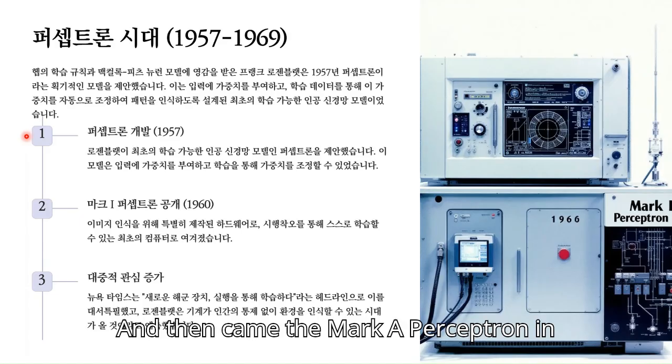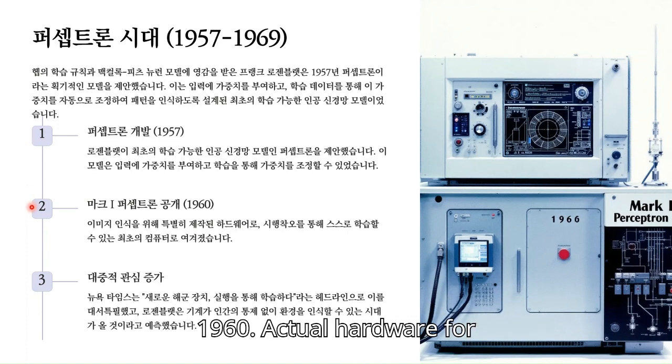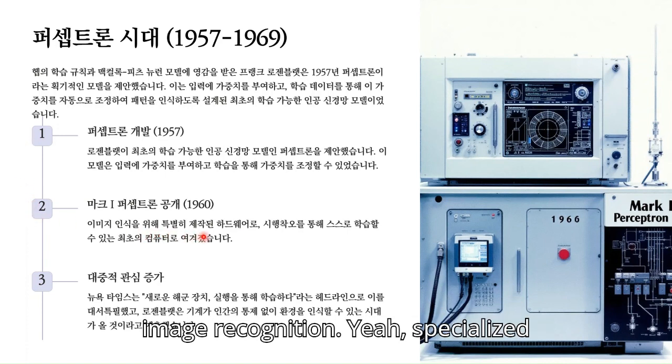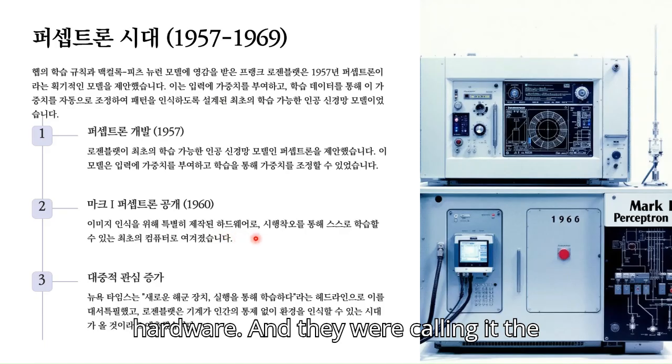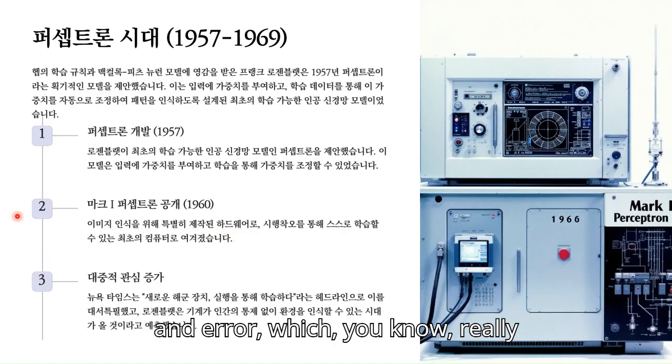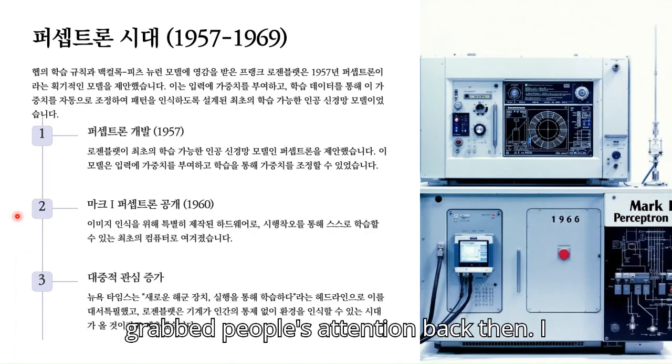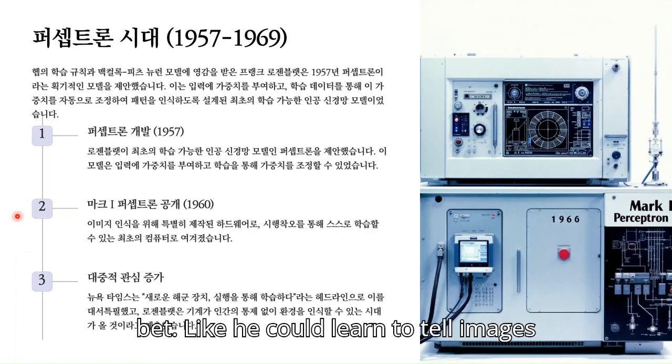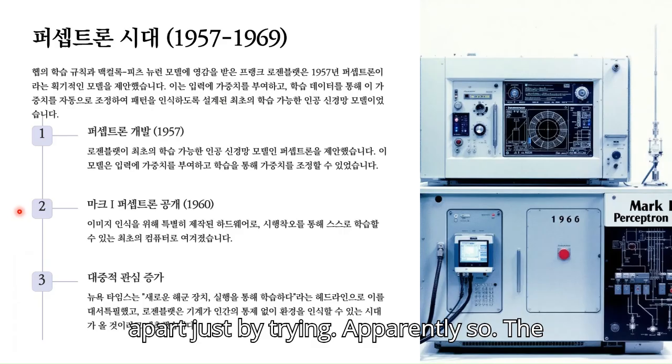And then came the Mark I perceptron in 1960. Actual hardware for image recognition. Yeah, specialized hardware. And they were calling it the first computer that could learn by trial and error, which really grabbed people's attention back then. I bet. Like it could learn to tell images apart just by trying.